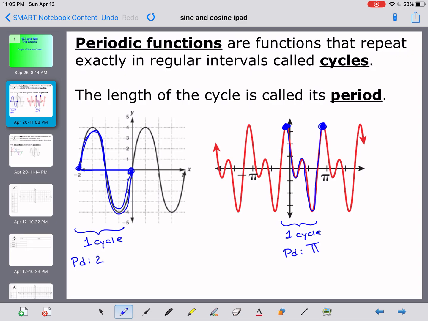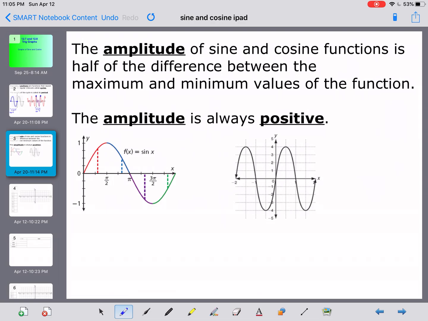The reason we're mentioning this is that sine and cosine and all of the 6 trig functions are periodic functions. They repeat in regular intervals that we call cycles. The amplitude of sine and cosine functions is half of the difference between the max and the minimum values of the function. Amplitude is always positive. So amplitude represents a distance, okay? So we always say that it's positive.